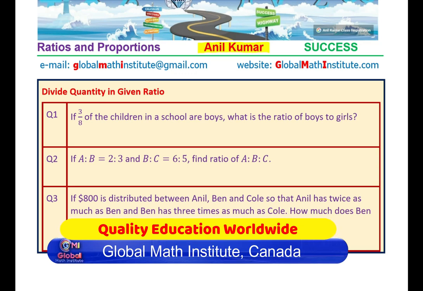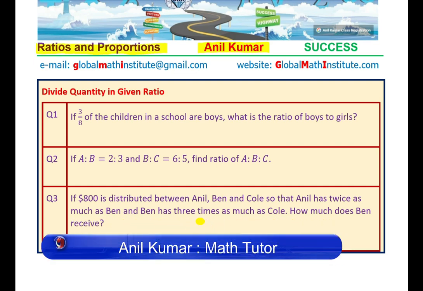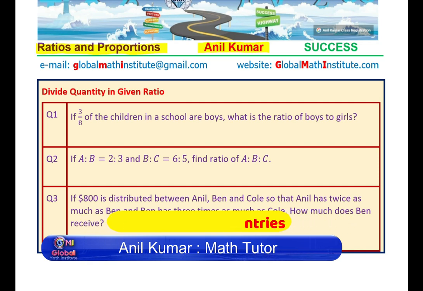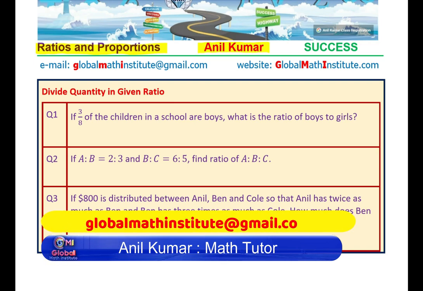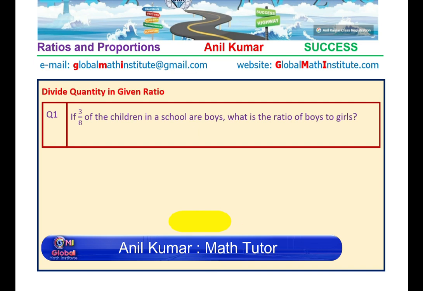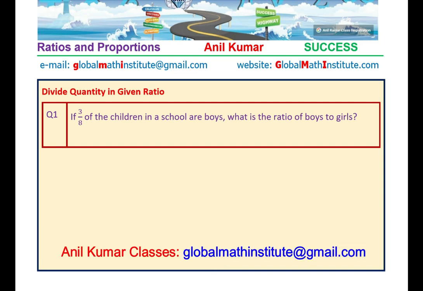In this video, we'll discuss word problems related to ratios and proportions. Here are three questions which we are going to answer in this particular video. These are the type of questions which you should know to master strategies of solving problems related to ratios and proportions. Let's begin with the solution of the very first problem, which is: if 3 by 8 of the children in a school are boys, what is the ratio of boys to girls?